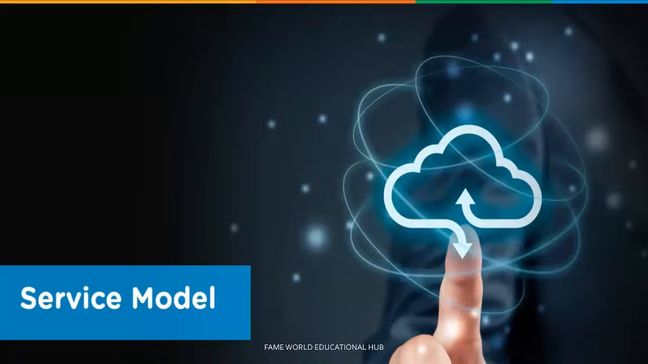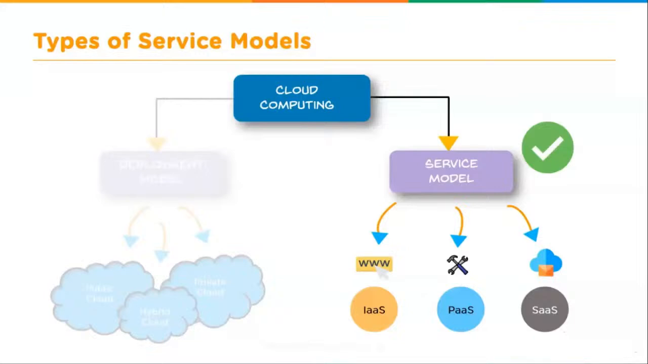So now let's talk about the different clouds based on the service model. What are the different clouds based on the service model? If we need to categorize them broadly, we can categorize them as infrastructure as a service, that is IaaS, platform as a service, that is PaaS, or software as a service, that is SaaS.